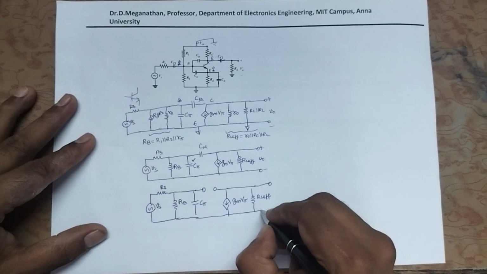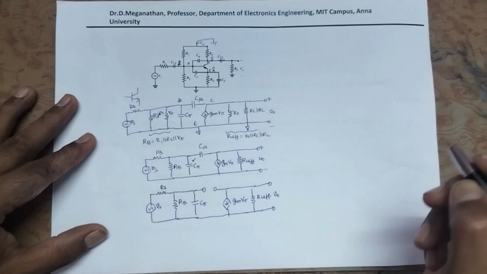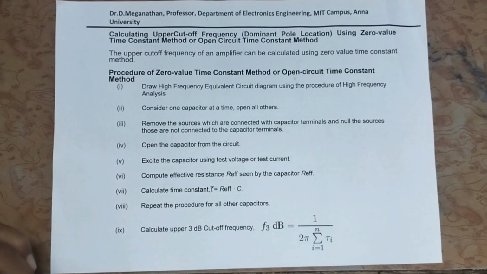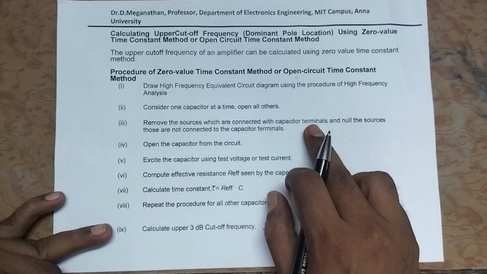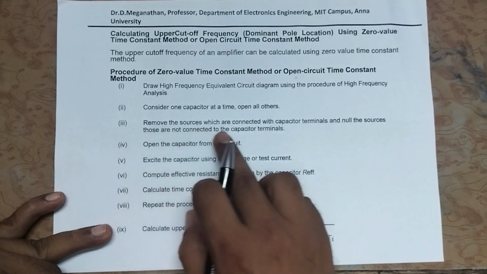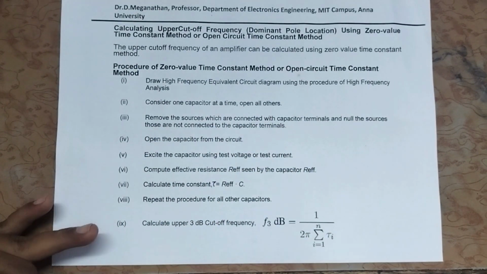And V naught. So next step, we completed step number 1 and step number 2. Step number 3 is remove the sources which are connected to the capacitor terminals and null all the sources that are not connected to the capacitor terminal.